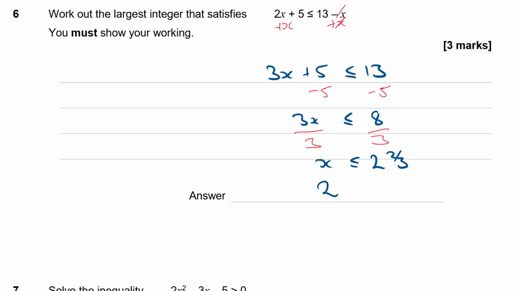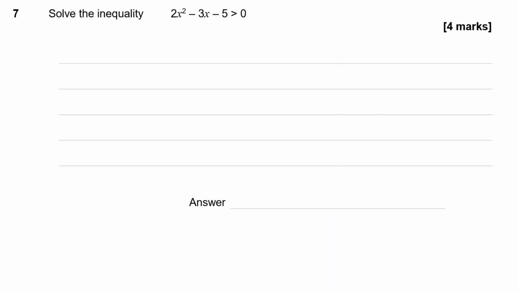Question 7. Solve the inequality 2x squared minus 3x minus 5 is greater than 0. Now, normally if you were solving a quadratic, you would be looking to factorize, wouldn't you? And we're going to be doing the same thing here. I want to know what two brackets multiply together to give me 2x squared minus 3x minus 5. Now I've got 2x squared at the beginning, which means I must have 2x here and x here, which I multiply together to give me 2x squared. I've got a negative 5 on the end, which means that one of my values must be plus and one must be minus.